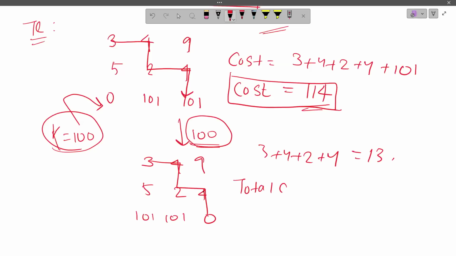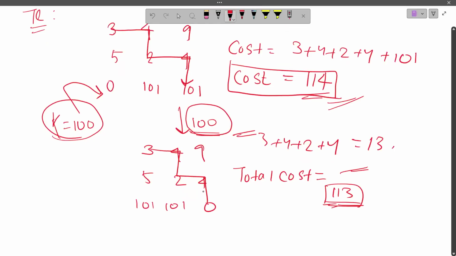That means the total cost is 100 plus 13, right? So the total cost is 113, which actually beats the cost when we do not make any cyclic left shift. So that means cyclic left shifts are necessary because that will help to reduce the score, right? So there is some way we need to handle.